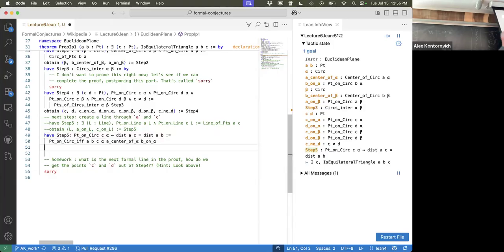So what I've done is I said, what is step 5? Step 5 is that C is on alpha if and only if the distance from A to C is equal to the distance from A to B. And the proof is we use this axiom. Now, if and only if is actually two things. It's a forward direction and a backwards direction. We just want the forward direction.